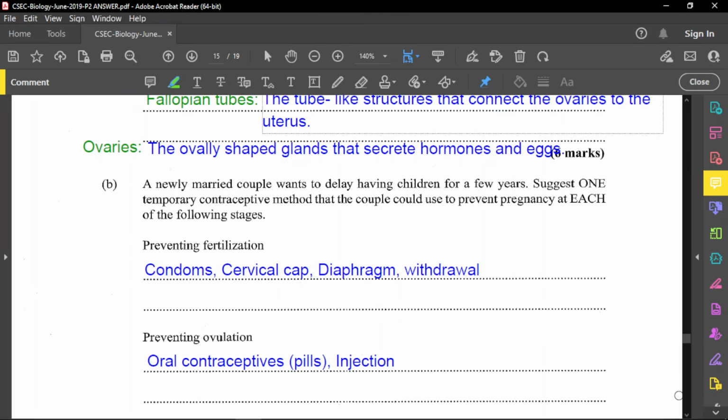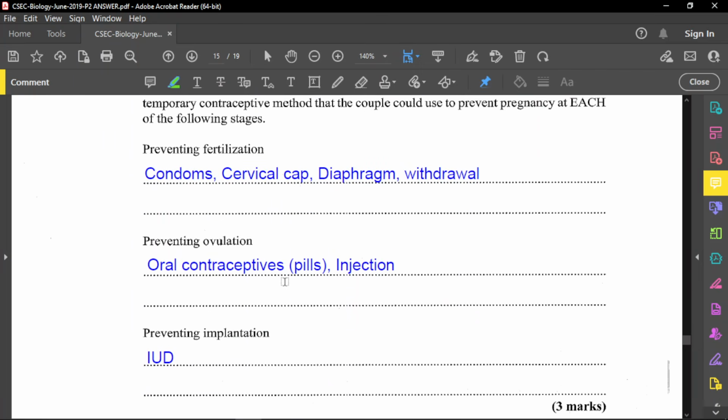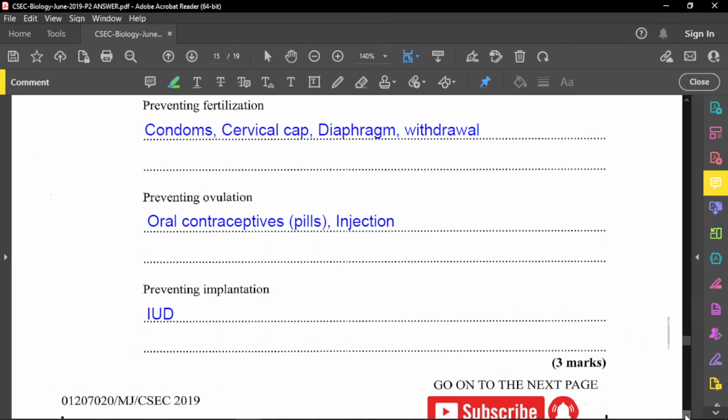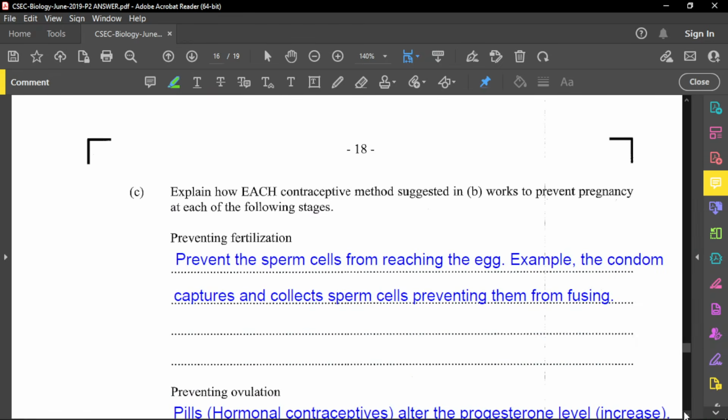Now, the next one is to prevent ovulation. To prevent ovulation, you use generally chemical means, so this will be oral contraceptives or injections. You can use the pills, which is the most common method. Anything that is hormone based will pretty much affect the release of the egg during the menstrual cycle. To prevent implantation, the IUD. Even though the IUD can be used for other purposes as well, for preventing implantation, the IUD is the most effective of all. That is, stopping the egg reaching the uterine wall.